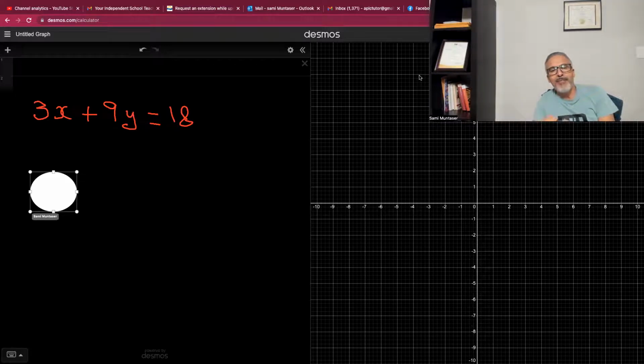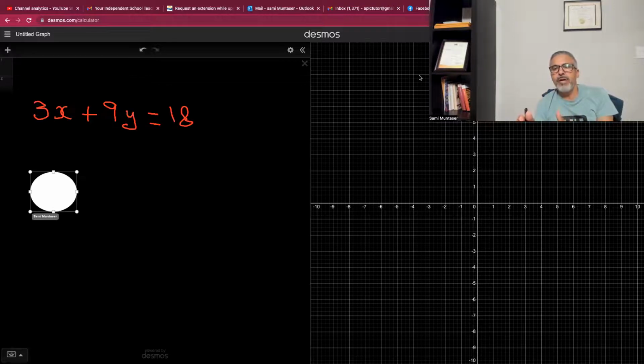Did you know that we could graph this equation in 5 seconds? In 5 seconds. How? I'll tell you how, and then I'm going to graph it, and you could time me. 5 seconds, okay? But I'm going to tell you how. All you need to do is just find the x-intercept and the y-intercept.